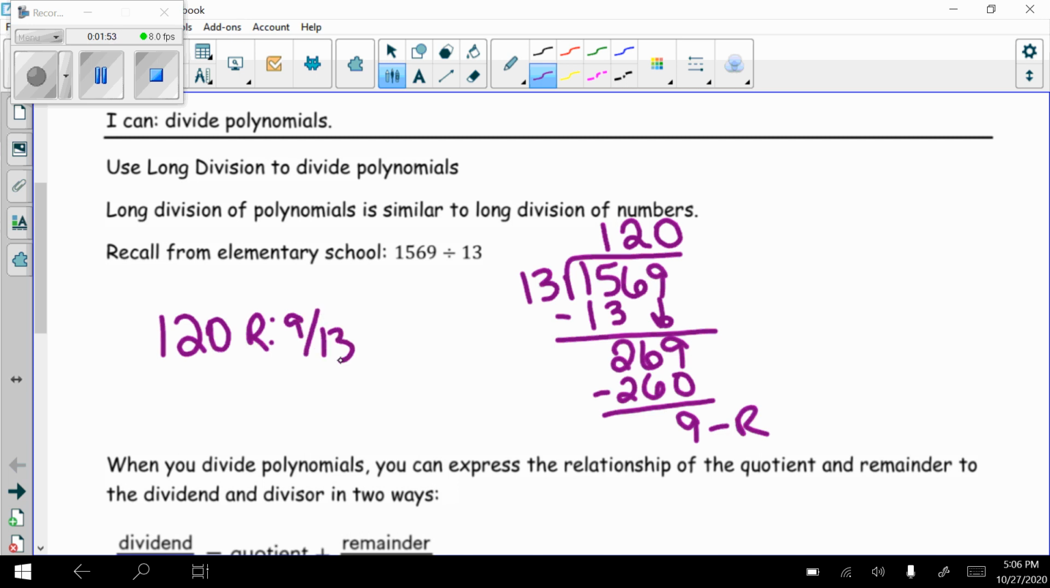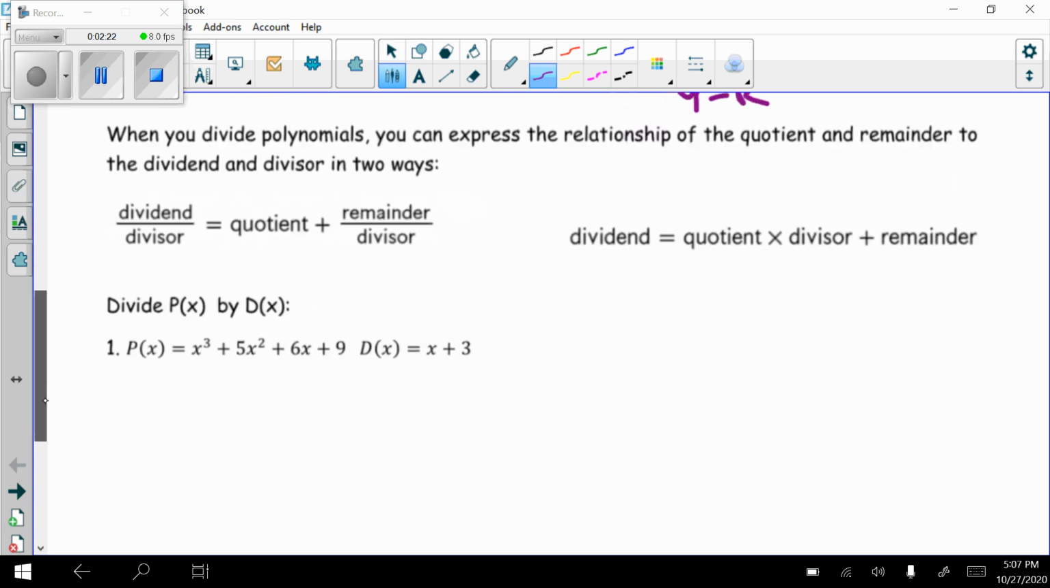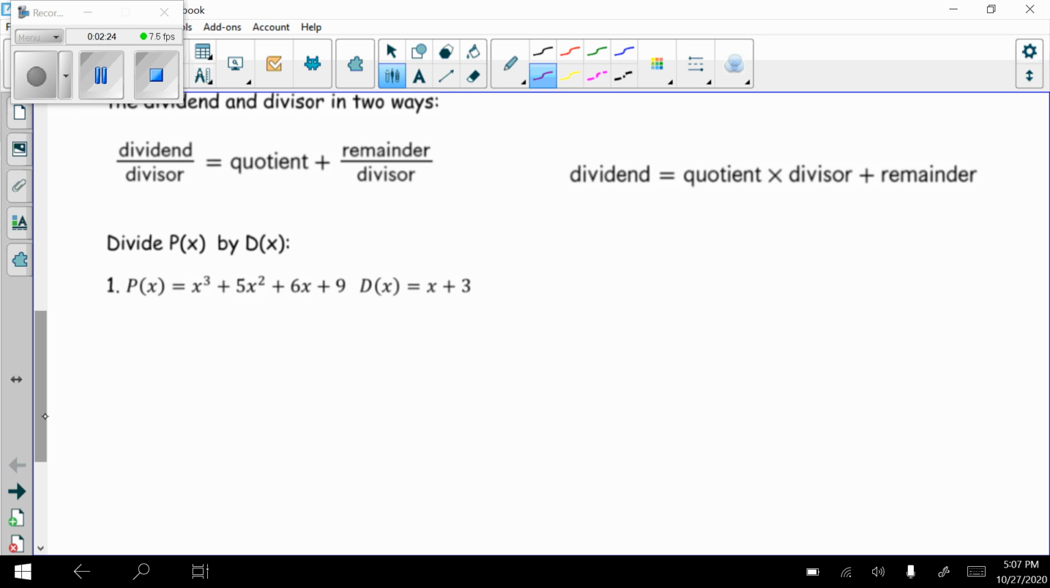All right, so when we divide polynomials, we can express the relationship of the quotient, that's the answer, what you get after you've divided, and the remainder to the dividend and the divisor in two ways. So dividend divided by divisor equals the quotient plus the remainder over the divisor, or the dividend equals the quotient times the divisor plus the remainder. Okay, so we're going to divide p of x by d of x. So d of x, that's our divisor. P of x is our dividend.